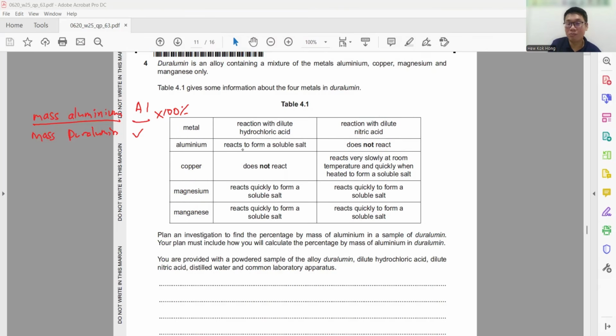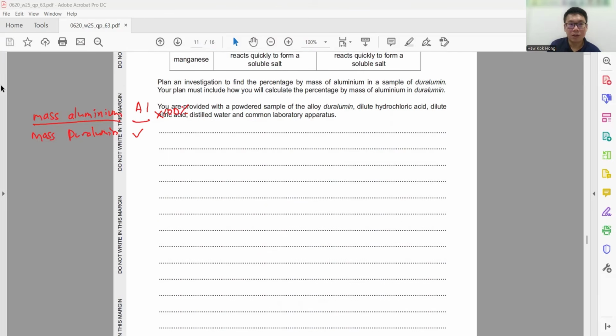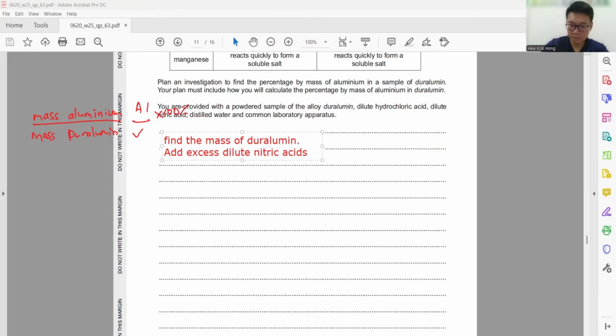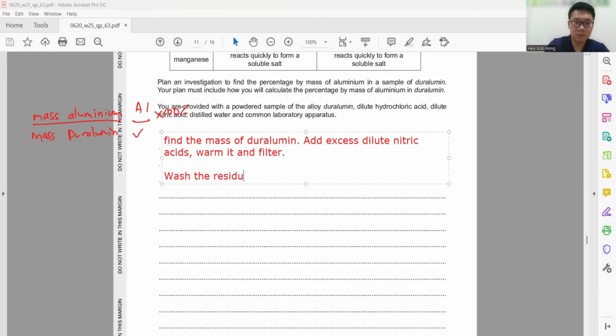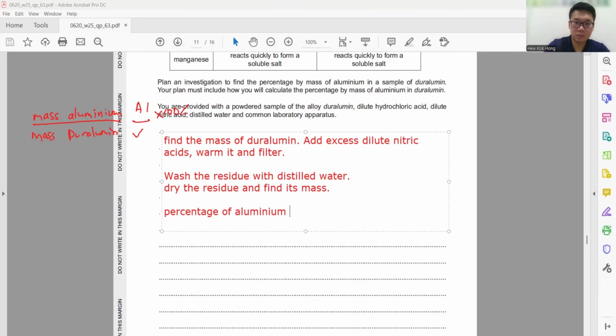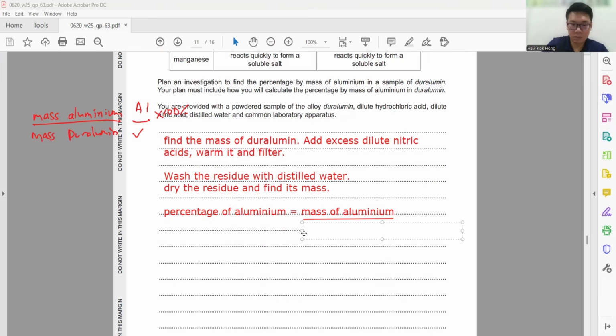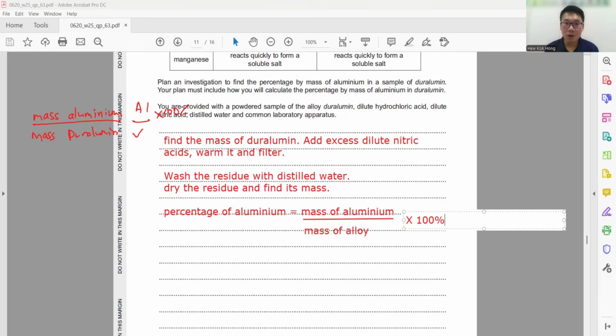Then do we need to use dilute hydrochloric acid? Actually, no. Dilute hydrochloric acid is for you to find the mass of copper. But this question does not request for that. So just ignore it. Then we write it out. So just like this, then you know the percentage of aluminium in this duralumin.